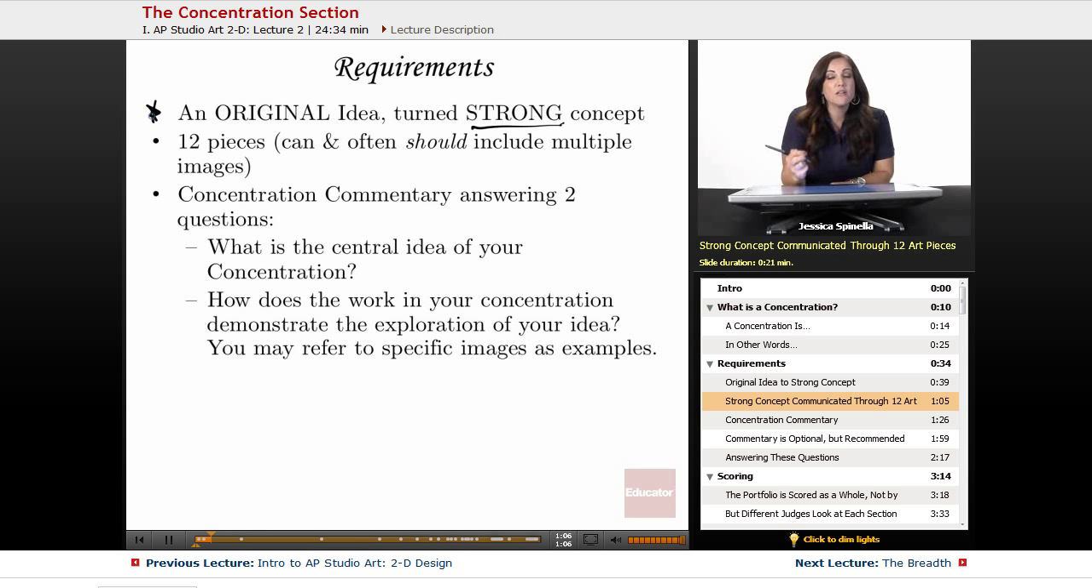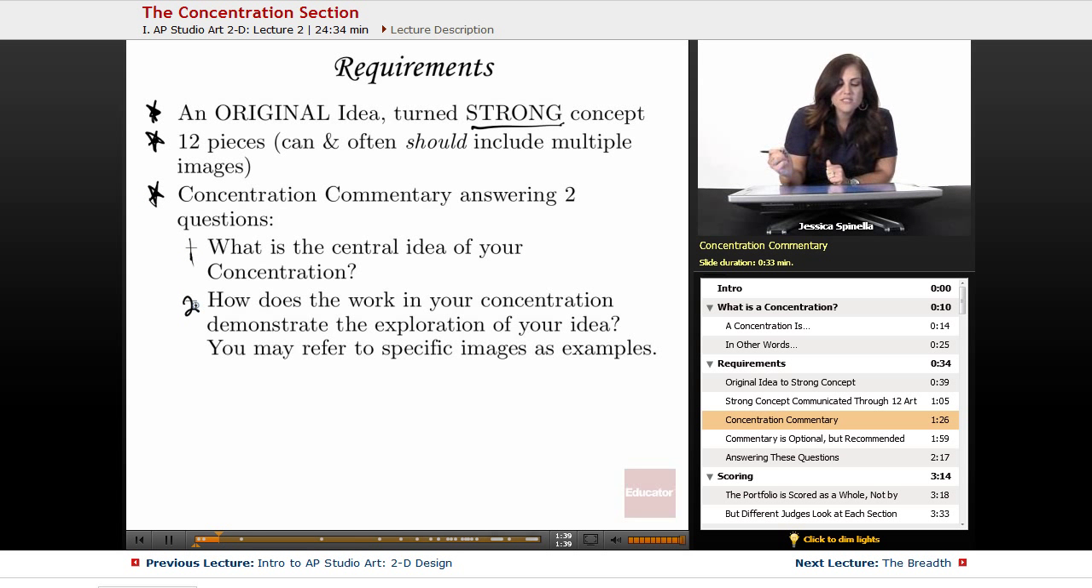In addition to that original idea, what you're going to do with that idea is transfer it into 12 pieces. Now, 12 pieces can and often should include multiple images. So what I mean by 12 pieces or 12 photographs are 12 finished pieces that might have more than one photo as that piece. I'll show you some examples shortly. The concentration commentary is the last part of the requirement. Basically you're going to be answering two questions for your concentration commentary. The first question is, what is the central idea of your concentration? And question number 2 is, how does the work in your concentration demonstrate the exploration of your idea?